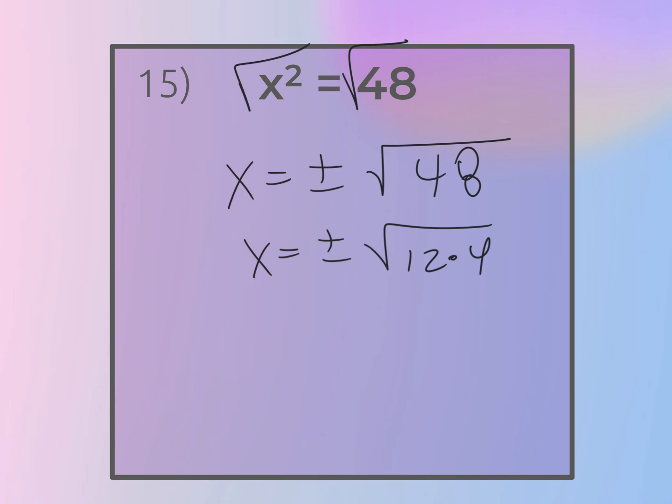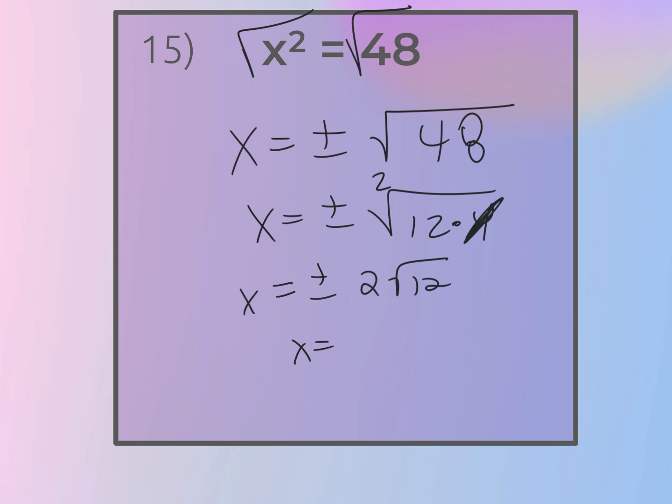If you do 12 and 4, then you're left with the square root of 4, which is what? 2. So 2 root 12. Is there still a perfect square stuck inside of 12? Yes. So you would have to go again and say 4 and 3, right? So take that square root out. 2 times 2 is 4, square root of 3.